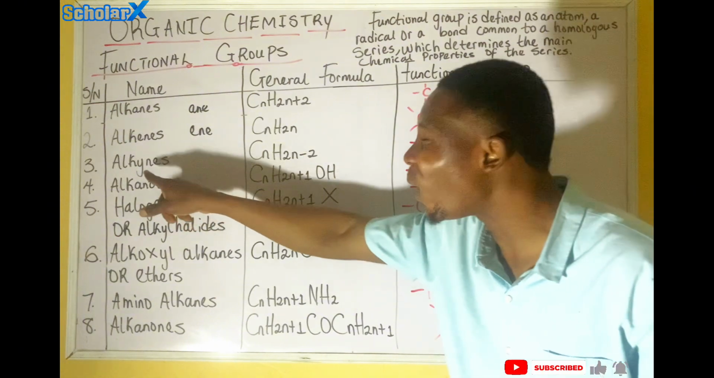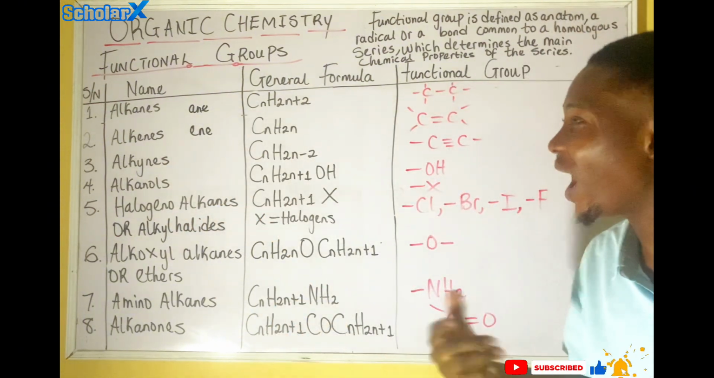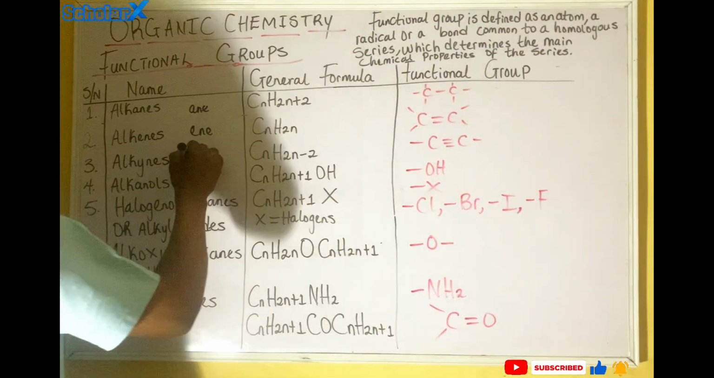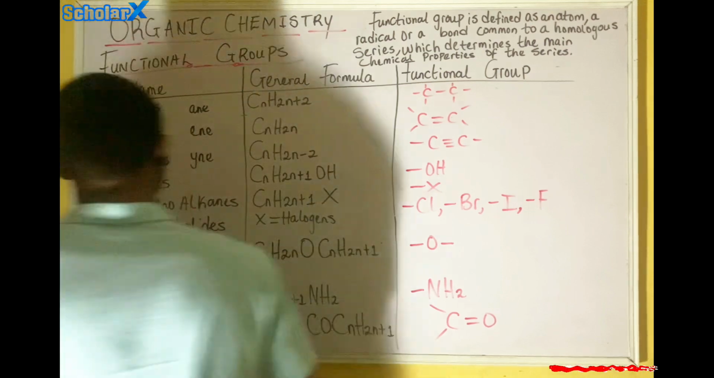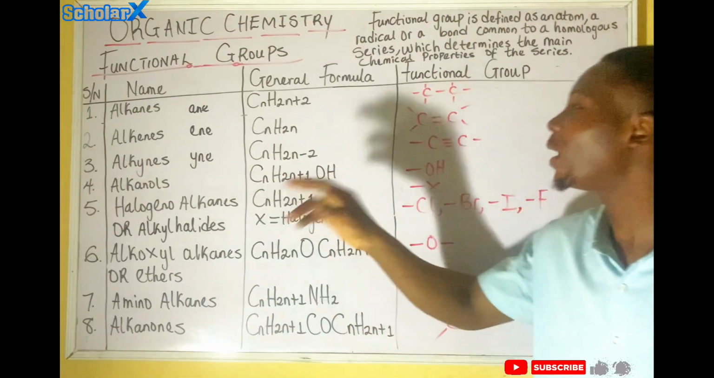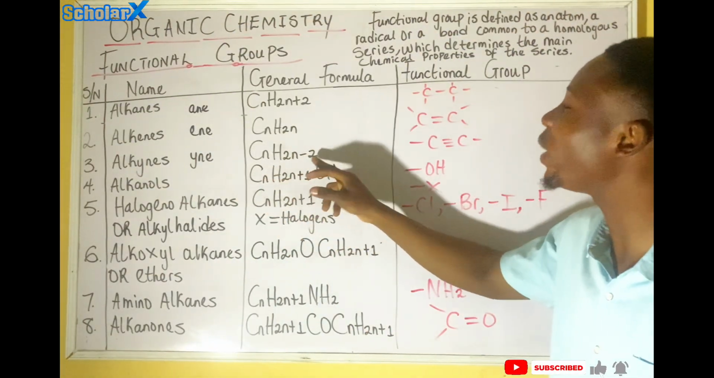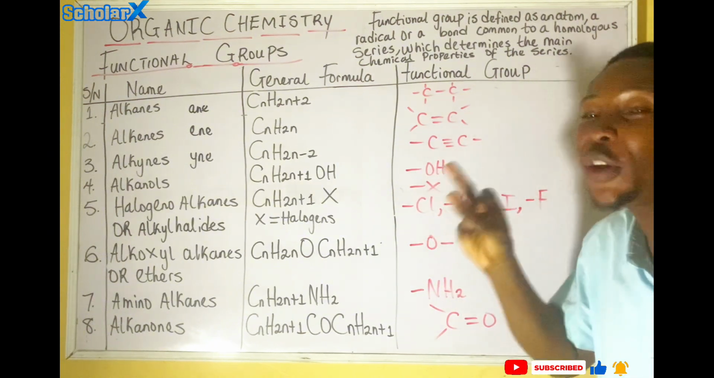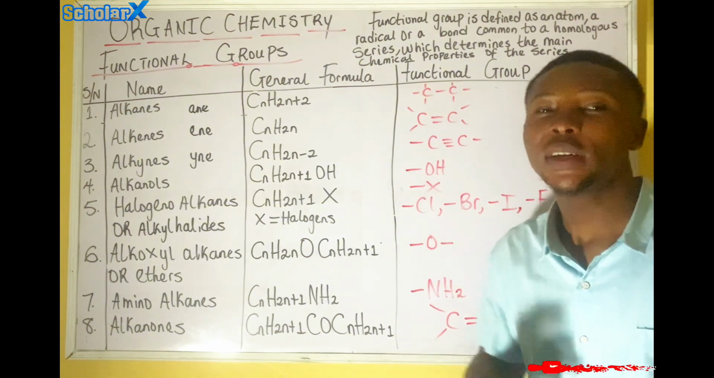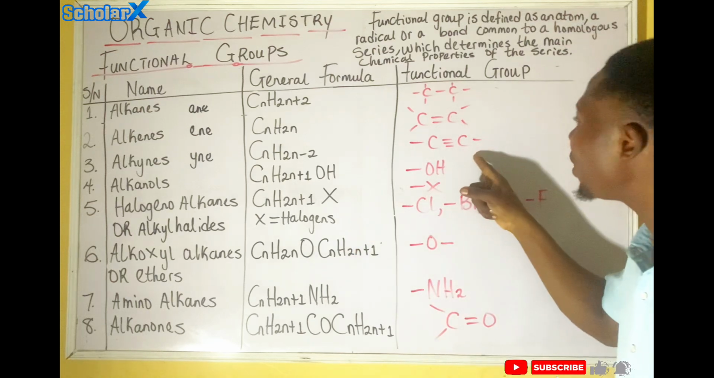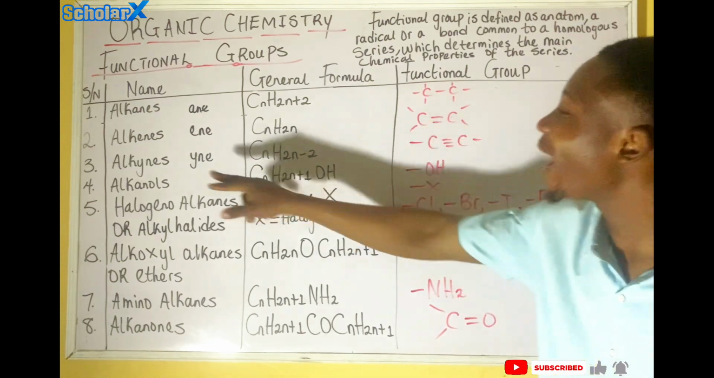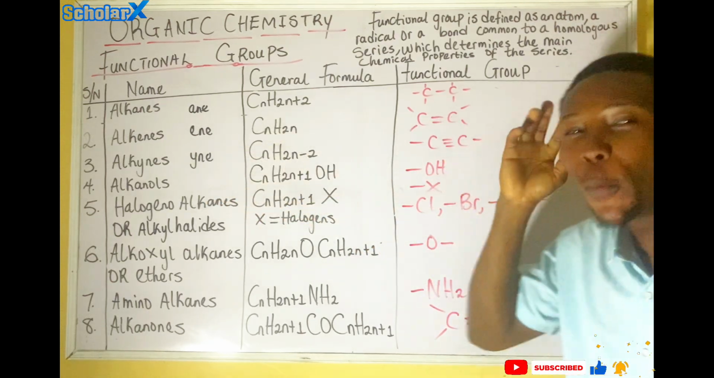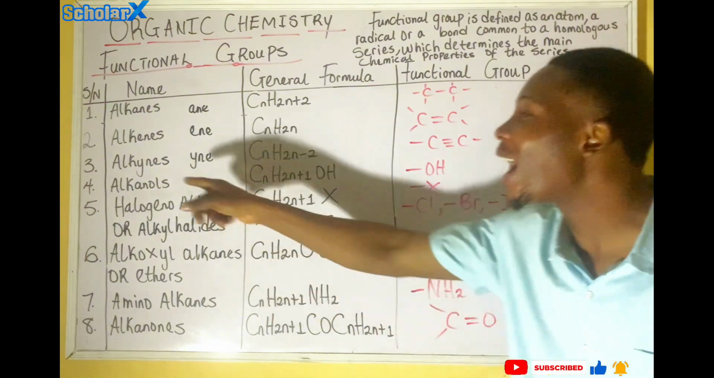Now let's look at alkynes. Alkynes have a suffix of "yne". The general formula is CnH2n-2 with a functional group consisting of a triple bond. Triple bond. So this is a very good way to identify alkynes.